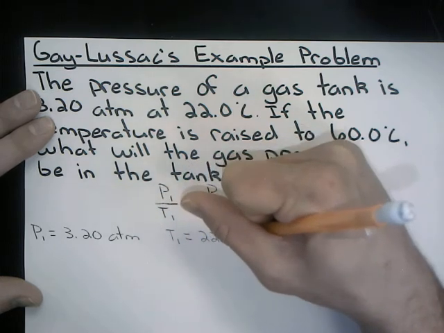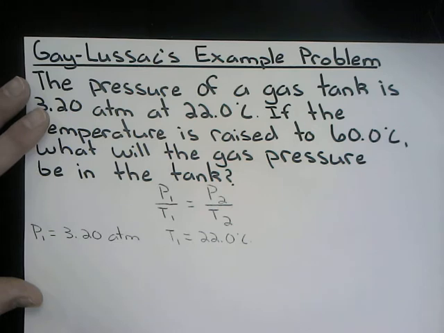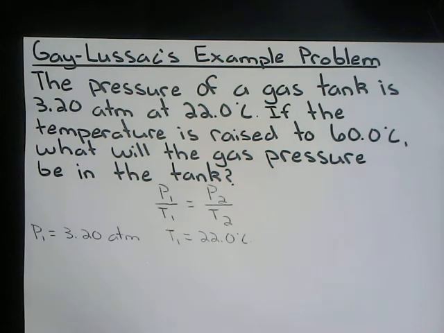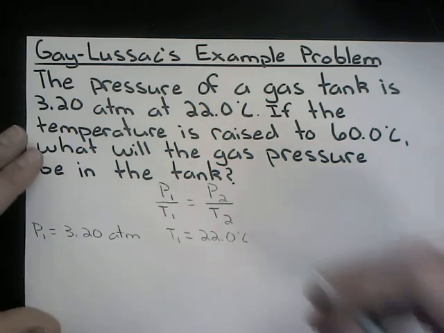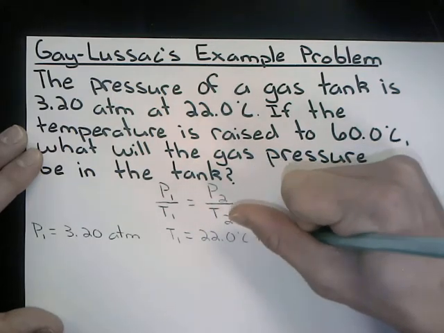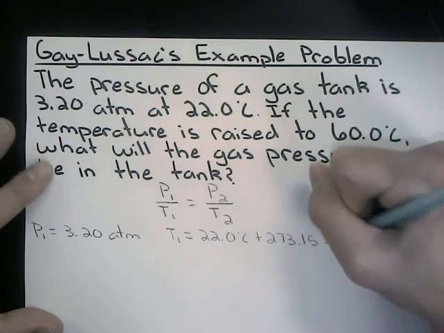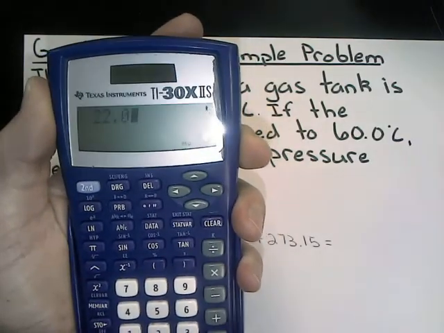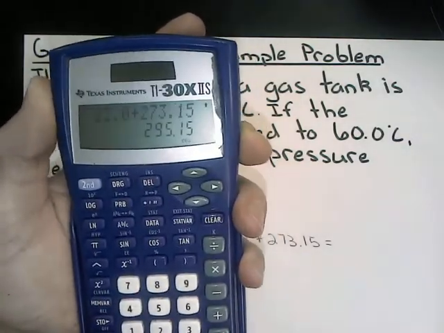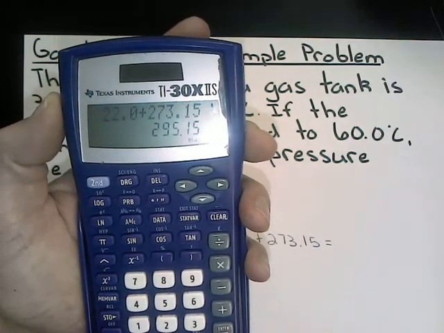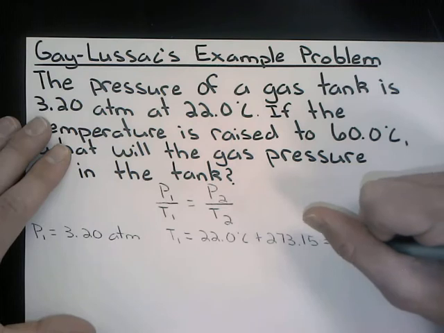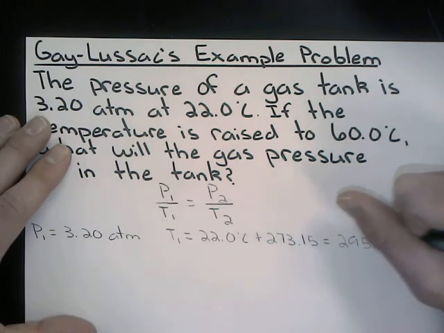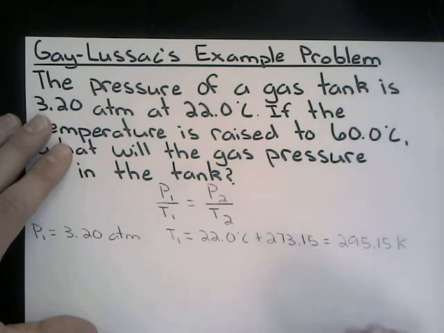But once more, we cannot have a temperature in degrees Celsius. So what we must do is add 273.15, and that's because we need it in units of Kelvin. And also we can't have a negative temperature here in this particular formula. So we add 22.0 plus 273.15, and we get a value of 295.15. And that is in the units of Kelvin.